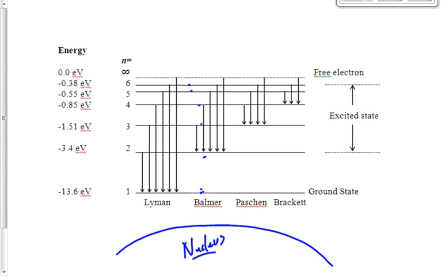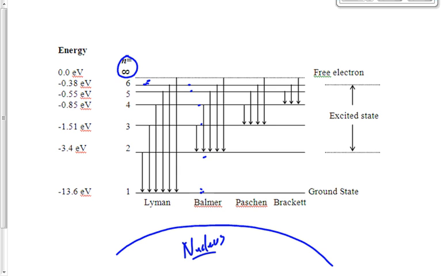You can see that I've stopped drawing them at the 6th level. That's not because there aren't more than 6 levels, but simply because they get closer and closer together and it becomes really difficult to draw them. The dotted line up here is what we call the infinite level. That's when the electron has essentially left the atom. It's become ionized. It's gone. It's not really part of the atom anymore.